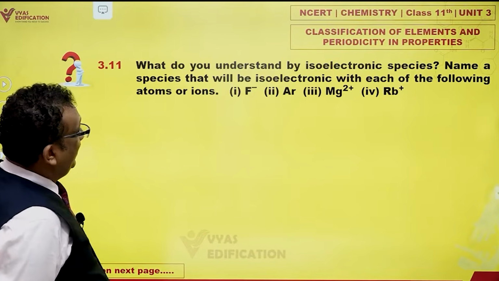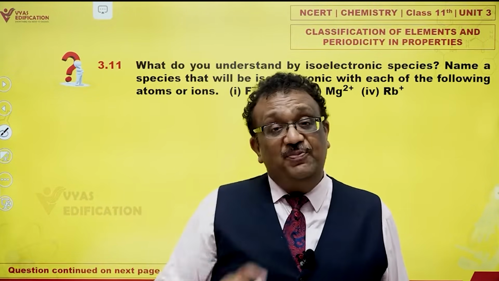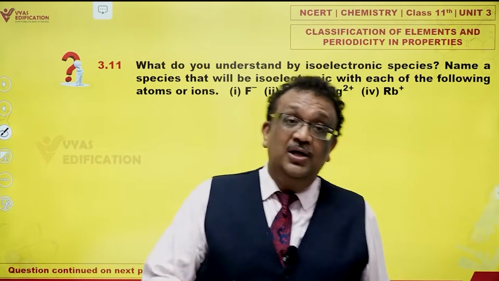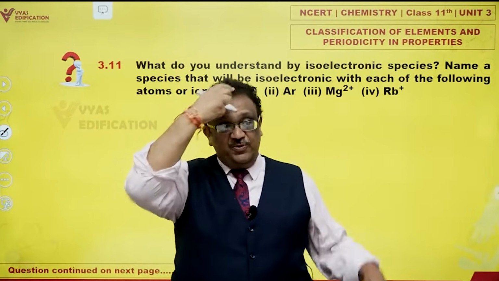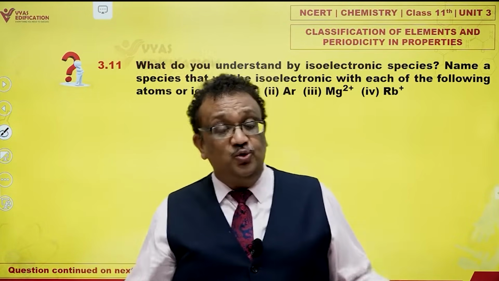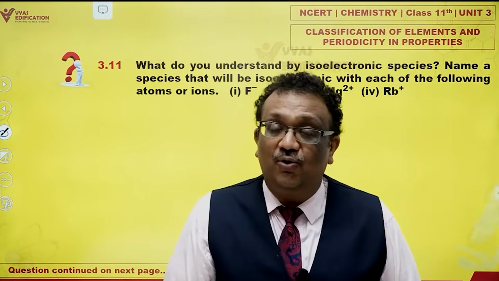What do you understand by isoelectronic species? If different species have the same total number of electrons, please note, if the total number of electrons present in species 1 is equal to the total number of electrons present in species 2, then those species are termed as isoelectronic.